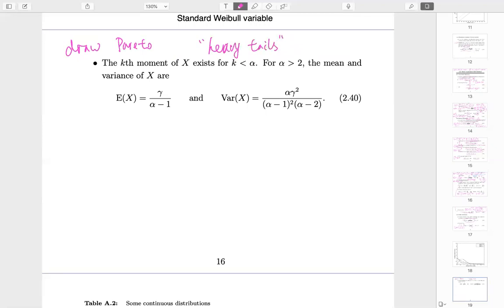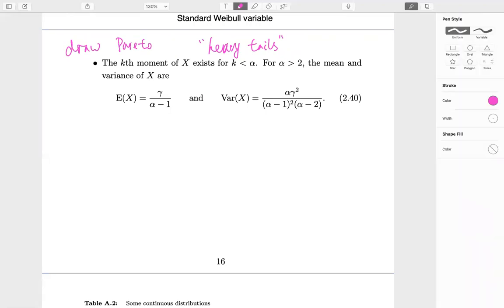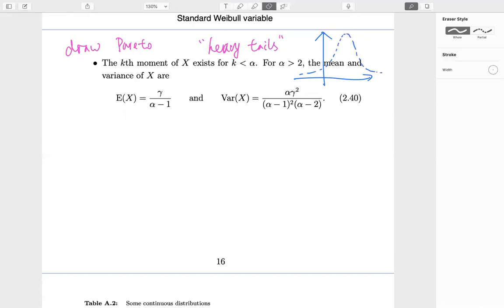Heavy is a relative concept. It's compared to a normal distribution of the same mean and variance. Let me use a different color. Obviously, let's say I have a normal distribution, in this way. Let's draw it a little longer. Now I have another distribution.